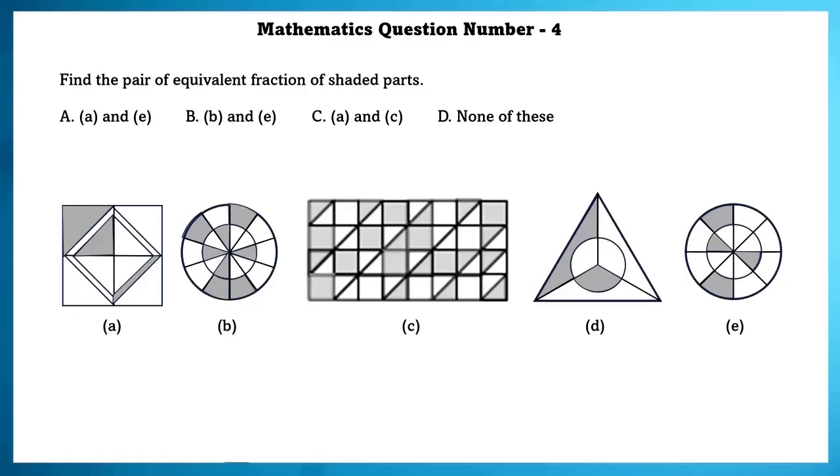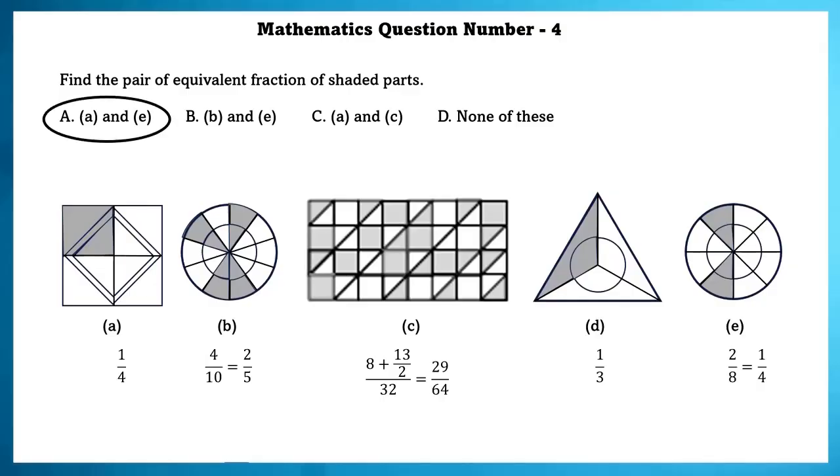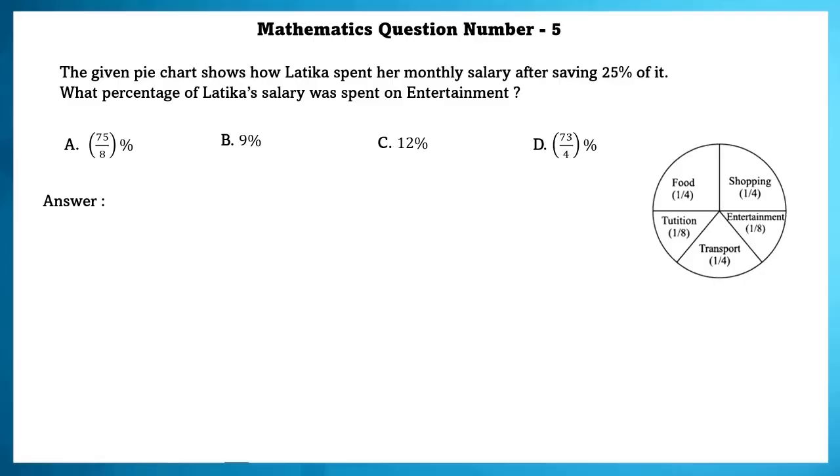Mathematics question number 4. Find the pair of equivalent fractions of the shaded part. Now we're going to arrange the shaded part in such a way that we can easily find the fraction of the shaded part. Now in A1 it is 1 by 4, B1 2 by 5, C1 29 by 64, D1 1 by 3 and E1 1 by 4. Now as we can see here, A1 and E1 are both 1 by 4. So the correct option is the A option.